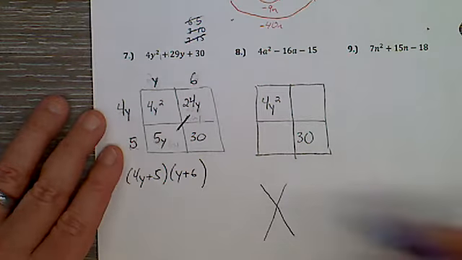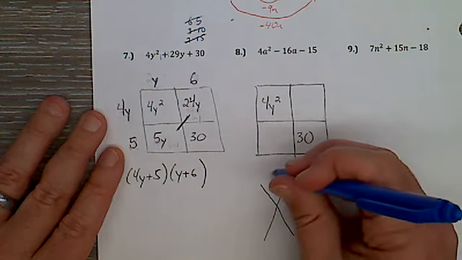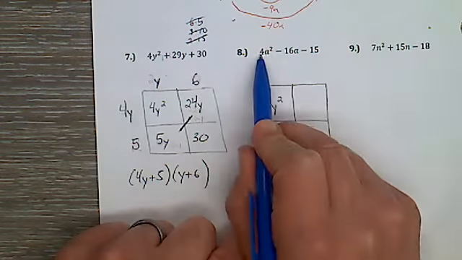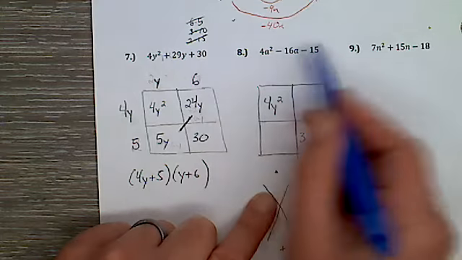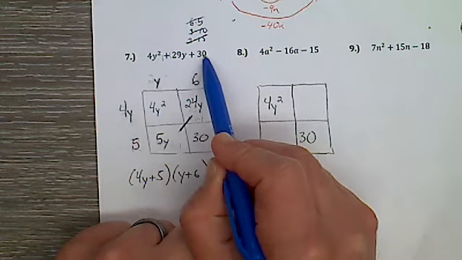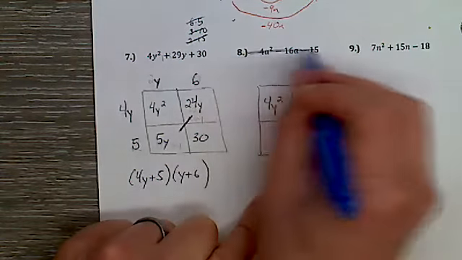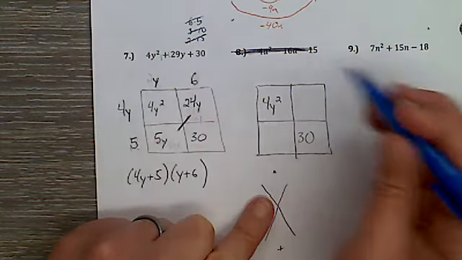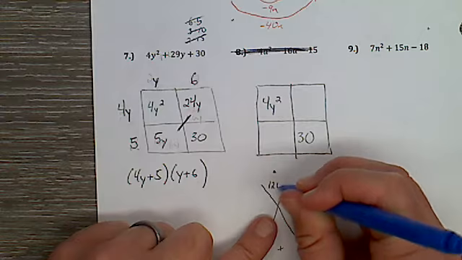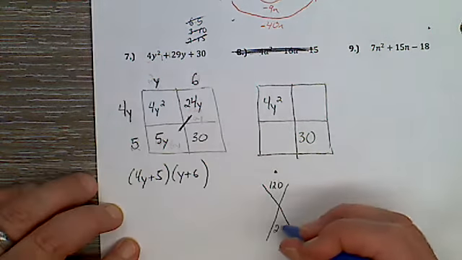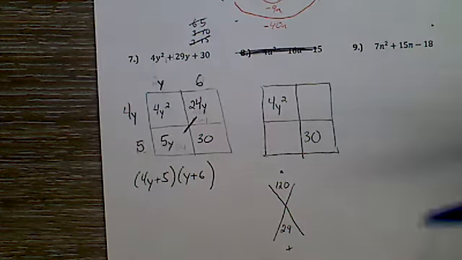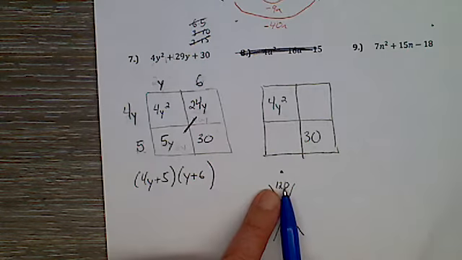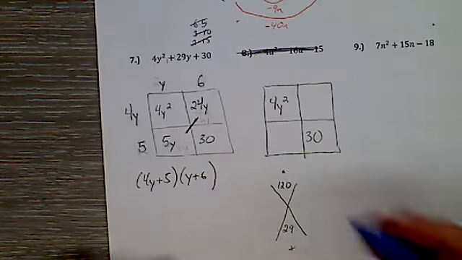You do this puzzle, and you find 2 numbers that multiply to a times c. I'm not doing number 8, but a times c. I'm going to scribble this one out, because I'm not doing it. It's confusing me. So 4 times 30 is 120, and the middle is 29. So you look for a puzzle, right? You've got to find 2 numbers that multiply to give you the top one, but add to give you the bottom one.